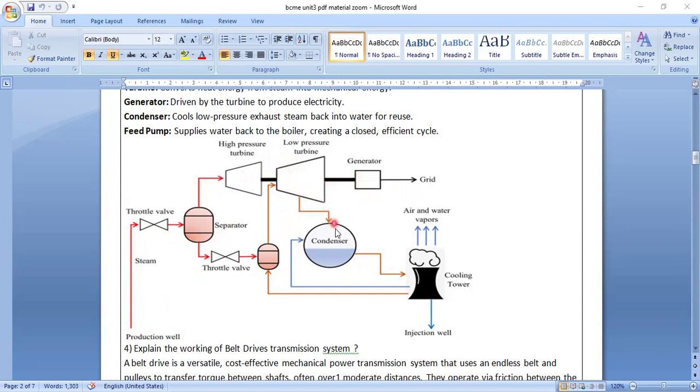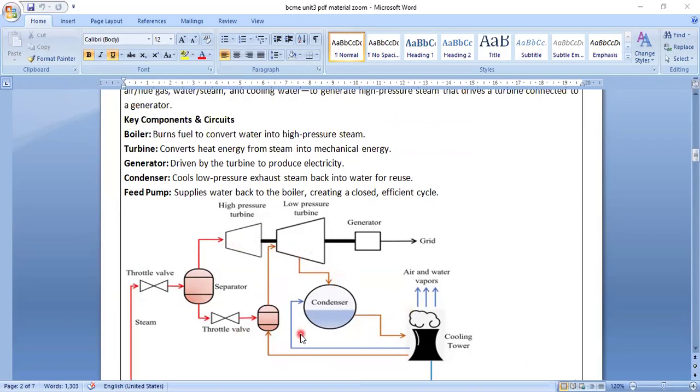After that, for cooling purpose, it comes to the condenser. After the condenser, it goes again to the feed pump. The feed pump sends it again to the low pressure side. Once it goes to the high pressure turbine, in the second process it goes to the low pressure turbine. In this way, steam power is generated here.